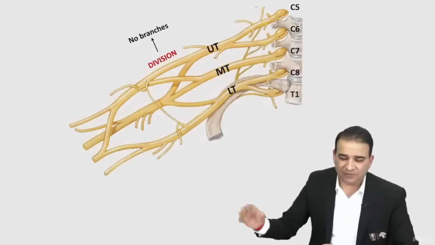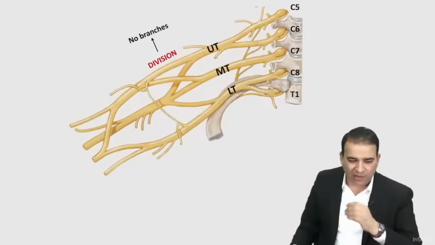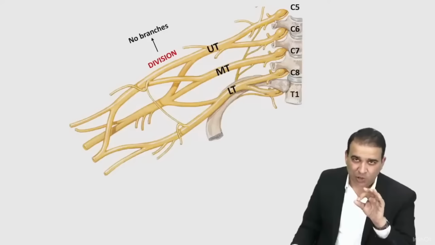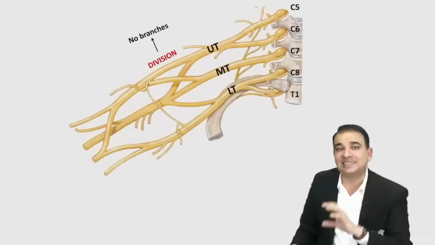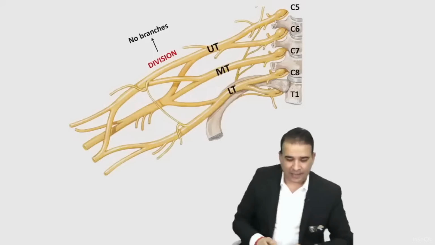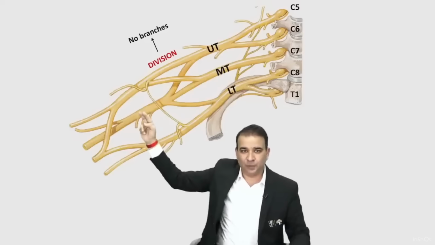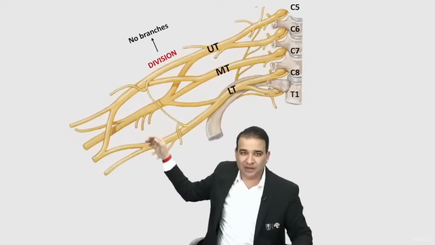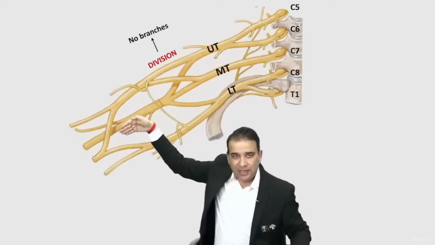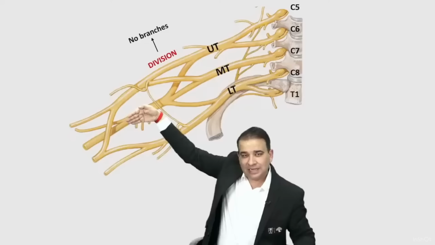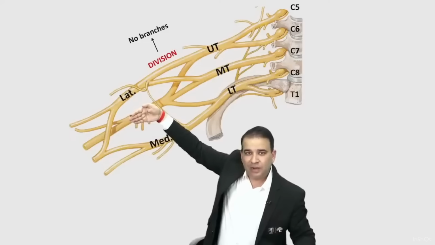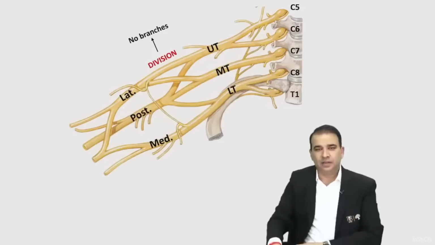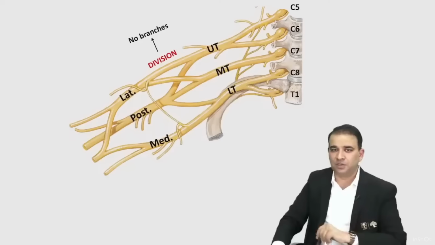And then finally we have the cords of the brachial plexus. The nomenclature of the cords is based on the relation to the axillary artery. So this one over here is lateral to the axillary artery, this is posterior to the axillary artery, and that is medial to the axillary artery. The one which is hiding behind the axillary artery is the posterior cord. The one which is medial is the medial cord, and the moment I remove my hand, that is the posterior cord hiding behind the axillary artery. Lateral, posterior, medial cord.